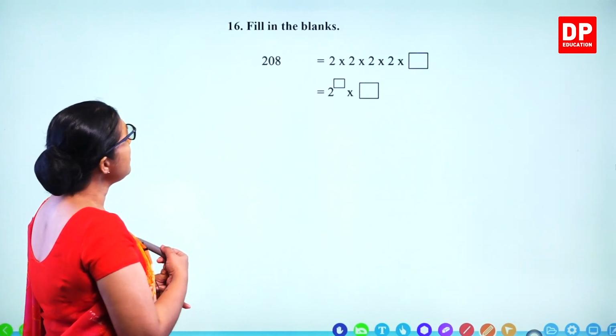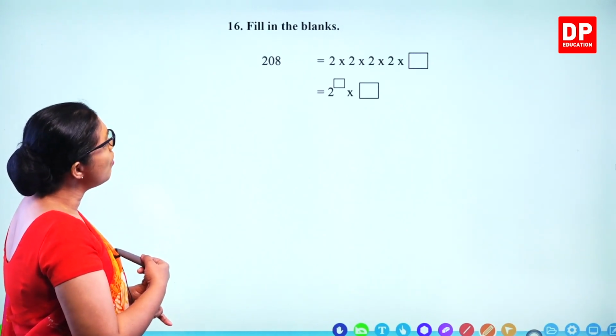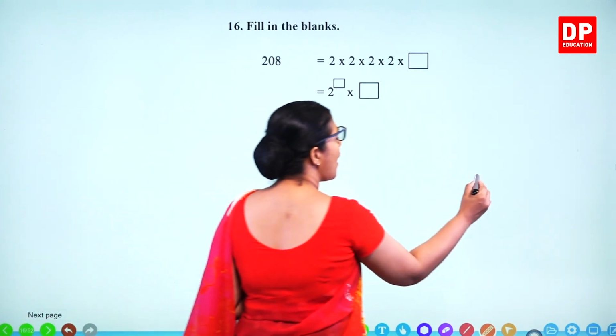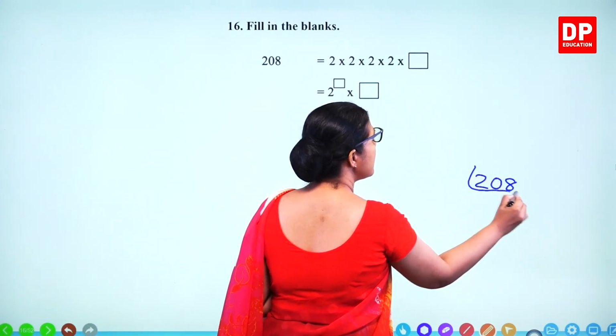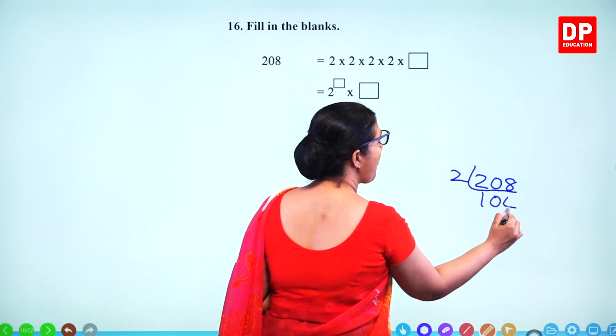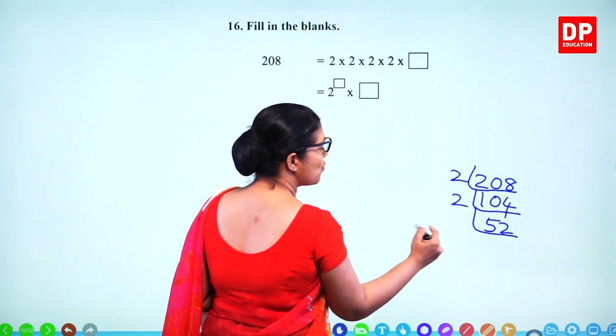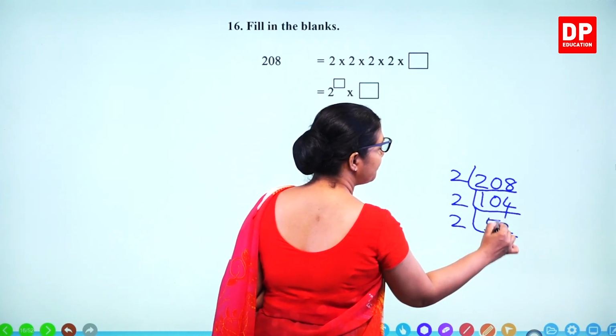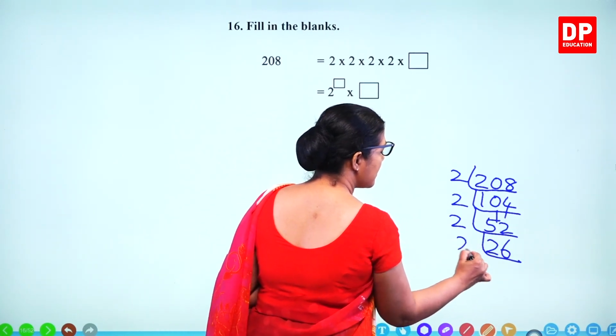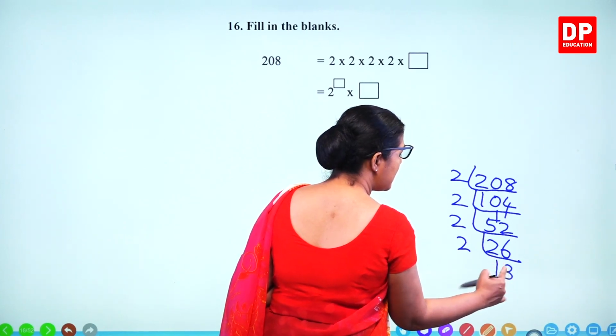Question number 16. Fill in the blanks. 208. You have to find out the factors. So, we'll divide and see. Divide by 2. Divide by 2 again. 52. Divide by 2. 26. Divide by 2. You get 13.